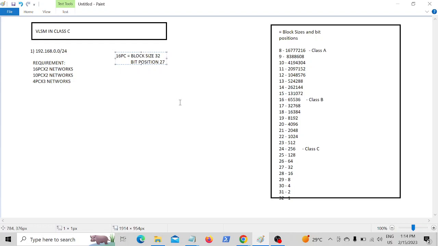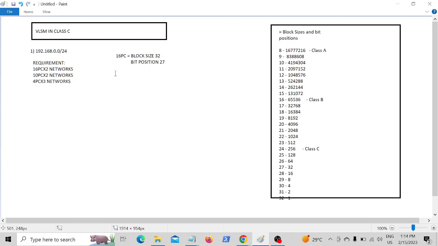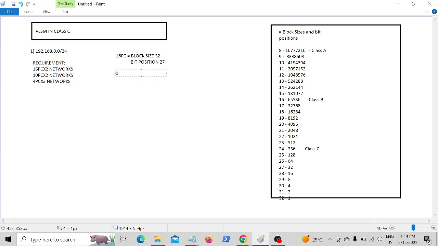Okay. Next, coming to 10 PCs into two networks. For 10 PC, which is the best block size and bit position? 16 block size, 28 bit position. So 16 block size and 28 is the bit position.